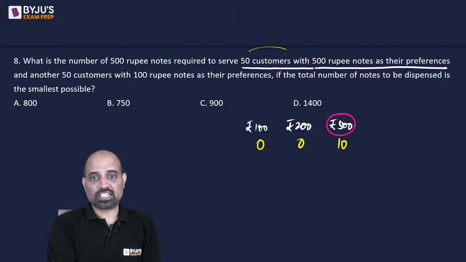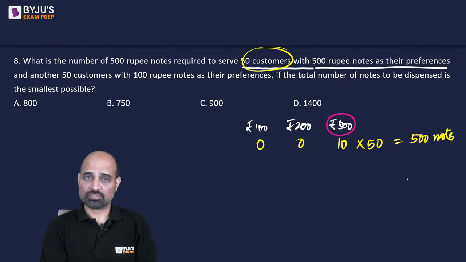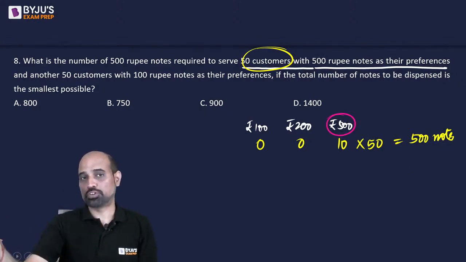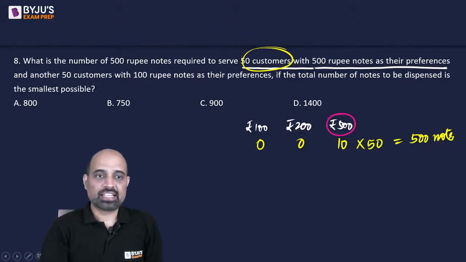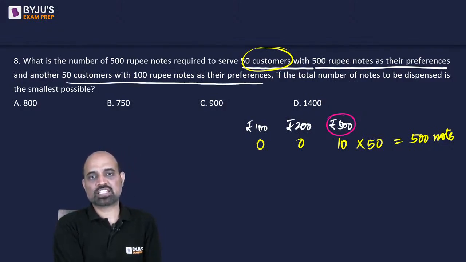We need 50 customers. So can we say 500 notes चाहिए? 500 rupees की. We need 500 notes. For each customer 10 notes. So for 50 customers 500. Okay. Next scenario is 100 rupee notes as their preference. Okay, 50 customers with 100 rupee notes.